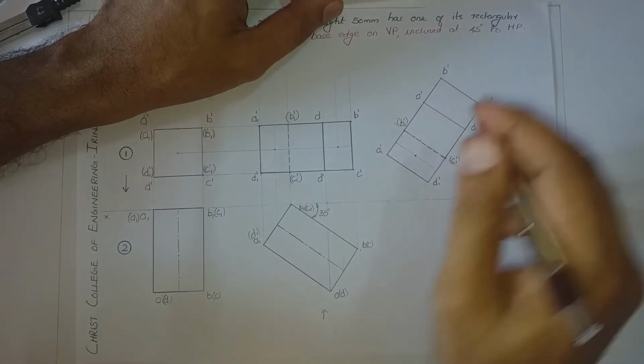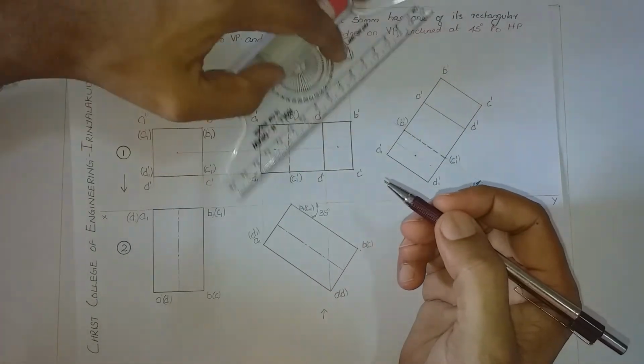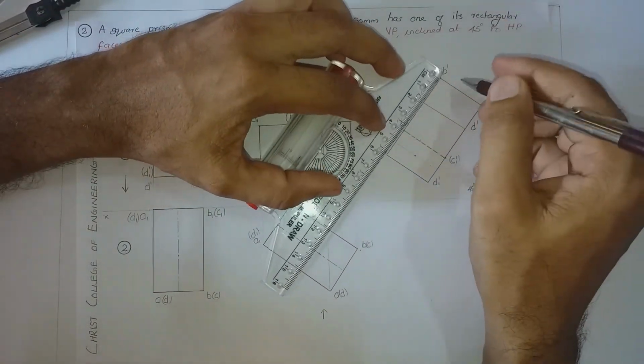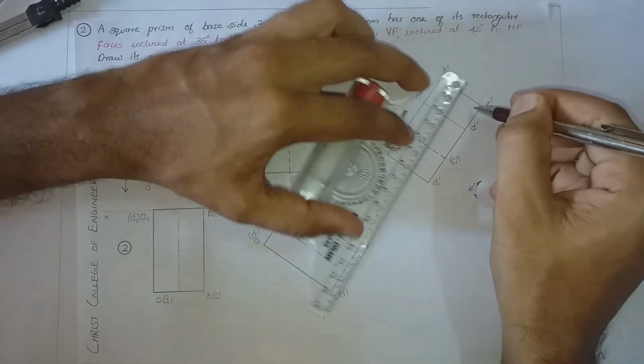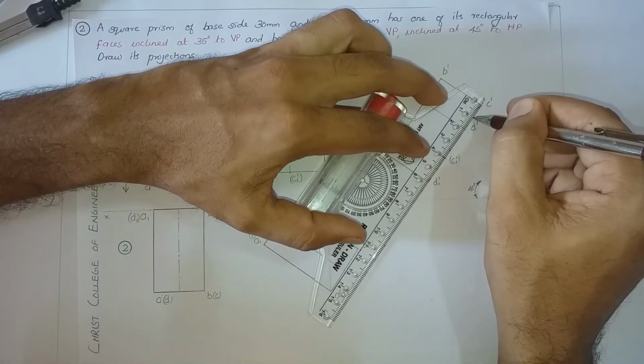Now we shall mark the center. Locate the center of this rectangle. So this is 18, let us mark it as 9.